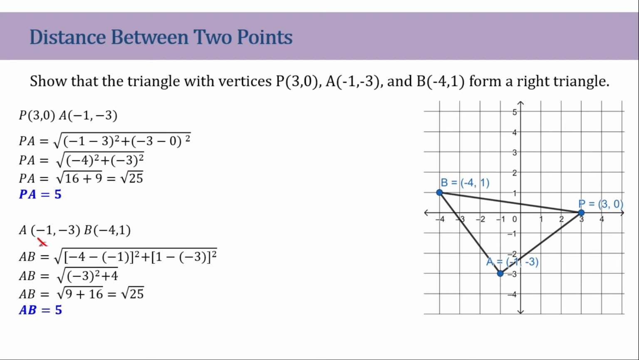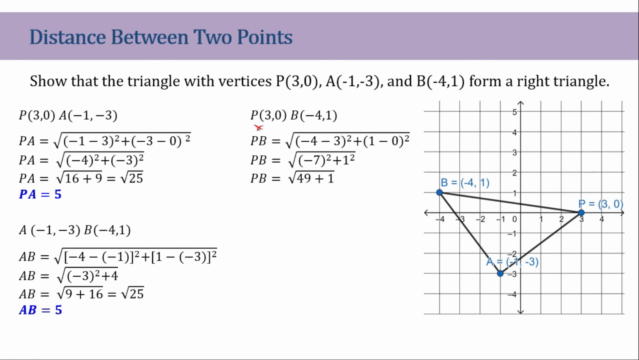In this case, x sub 1, y sub 1, x sub 2, y sub 2. So negative 4 minus negative 1, and negative 1 minus negative 3. Negative 4 minus negative 1 is negative 3 squared. Then negative 1 minus negative 3 is positive 4 squared. I'm sorry, I forgot to put squared there. So negative 3 squared is 9, 4 squared is 16, 9 plus 16 is the square root of 25. So that is 5. Now let's get the other side.